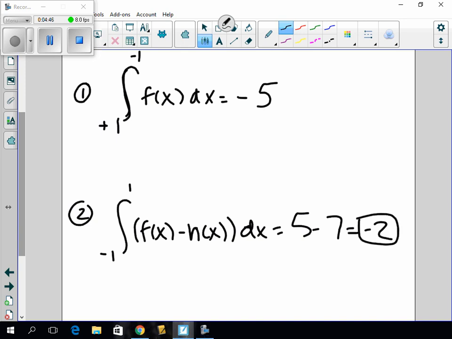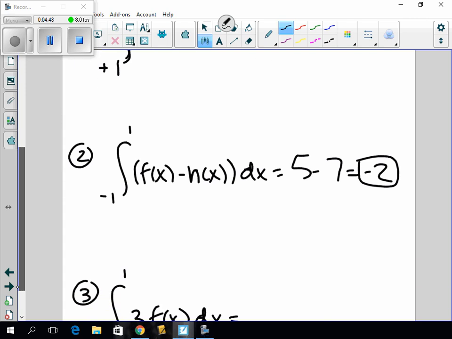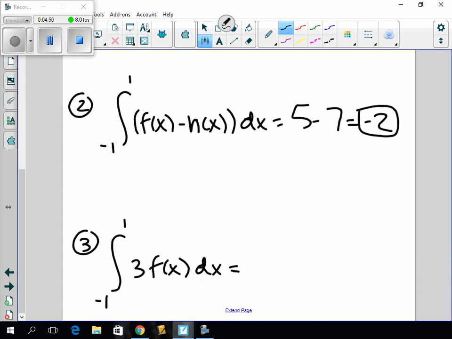So that's our sum and difference property. And then this last one is going to be our constant property. I see I am integrating 3 times f of x, so I can pull that out.